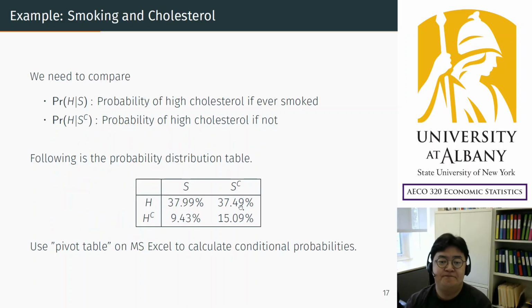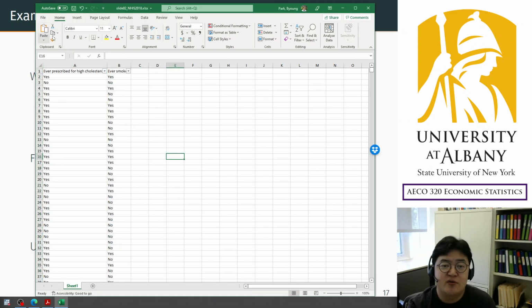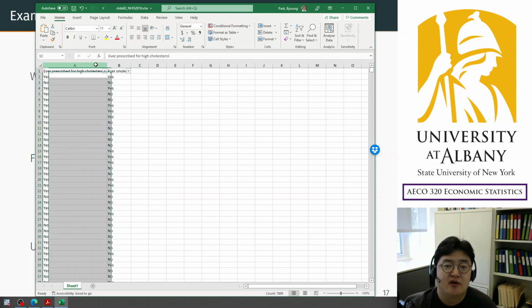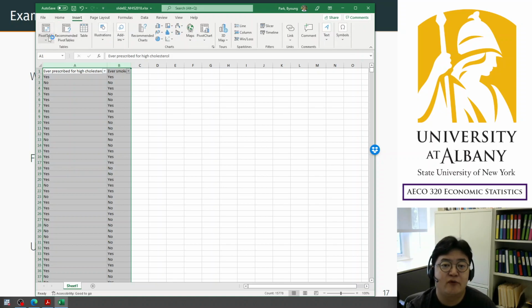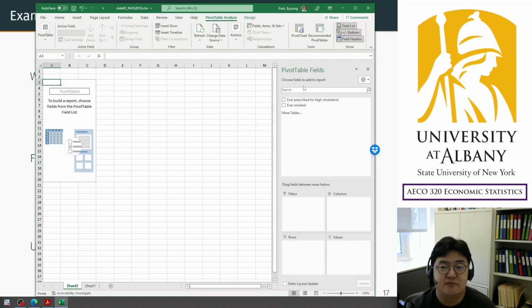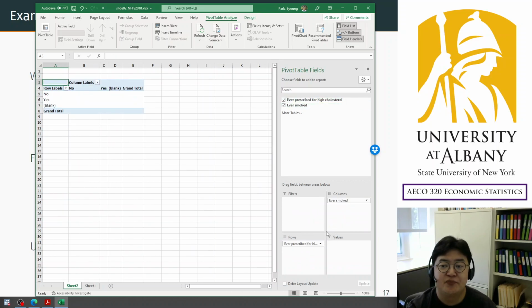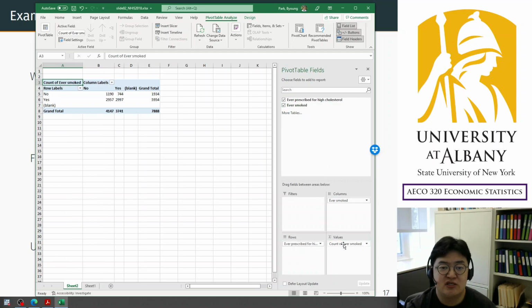Okay. And then let me calculate the probability from the data. So we learned how to calculate the 2x2 probability distribution table. The idea is to choose the Insert tab here and click Pivot Table. And then if you click OK, then you are going to have some panels. Here I'm going to just bring one down here. So columns, ever smoked, rows, high cholesterol. And drag another variable to here.